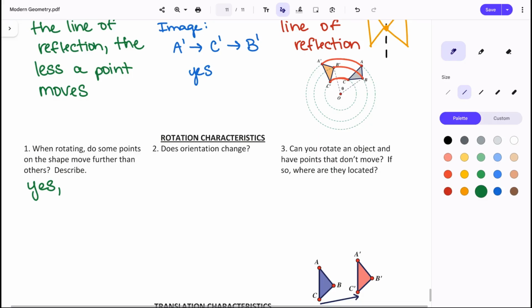Okay, but how do you know which ones are going to move farther or which ones are going to have a shorter distance to move? Well, look at how those points are related to that center. Which point was closest to the center of rotation? C was. Okay, so since C is closer to the center of rotation, it's going to have a smaller distance to travel when you do a rotation. A is farther away from the center of rotation, so it's going to have to move a lot longer. So the closer you are to the center of rotation, the less a point will move.